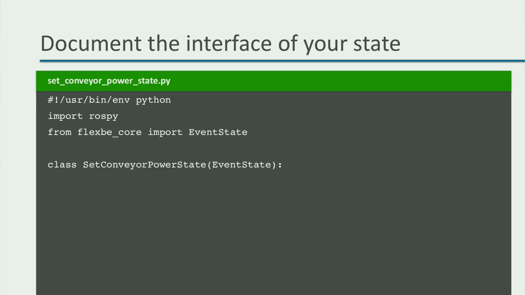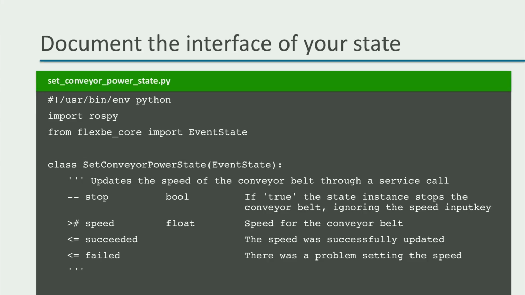Okay, this is how the documentation looks for our example. Let's go through it. The documentation of a state is a Python docstring that follows the class declaration. First, it contains a description of the purpose of the state. After the description, the state interface is documented. That is, the state parameters, input and output keys, and outcomes that we have defined in our state design, with one line per element. Each line follows the same convention.